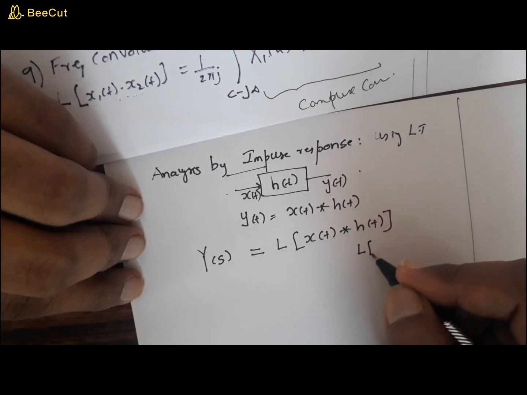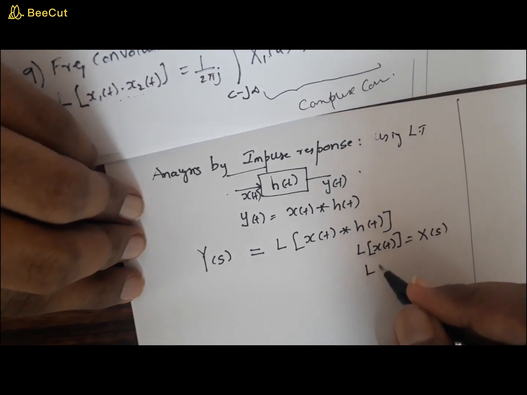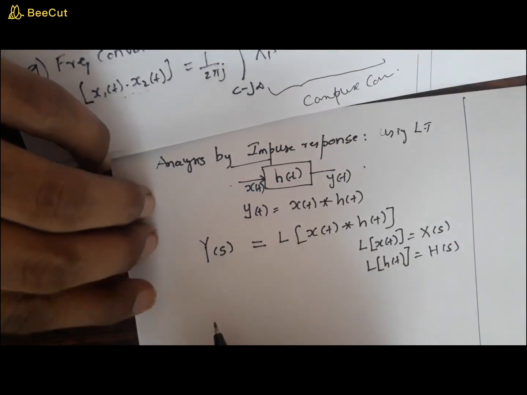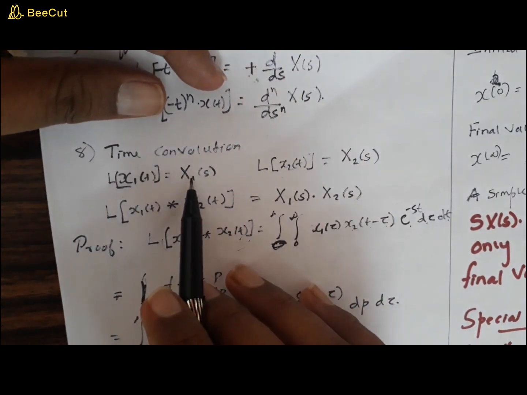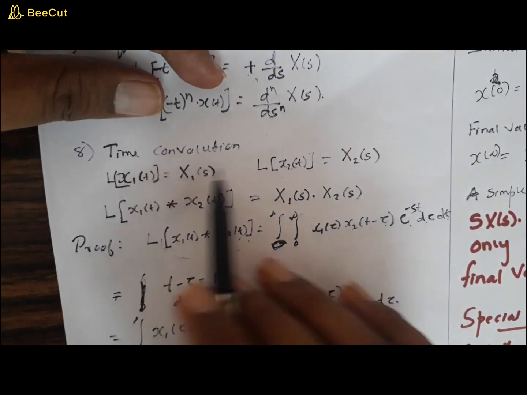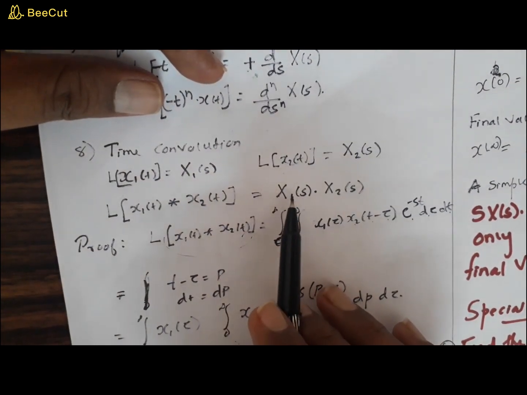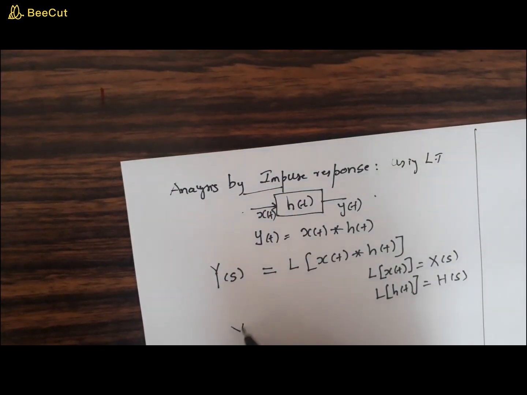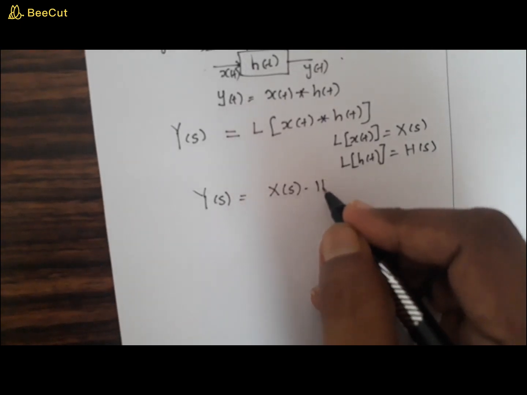Now, assume the Laplace transform of x of t is X of s, while the Laplace transform of h of t is capital H of s. Then by applying this convolution property, say this is X1 of s and X2 of s. If you convolve, the Laplace transform of that convolved signal will be just the product. So your Y of s will be the product of the individual Laplace transforms, that is X of s into H of s.